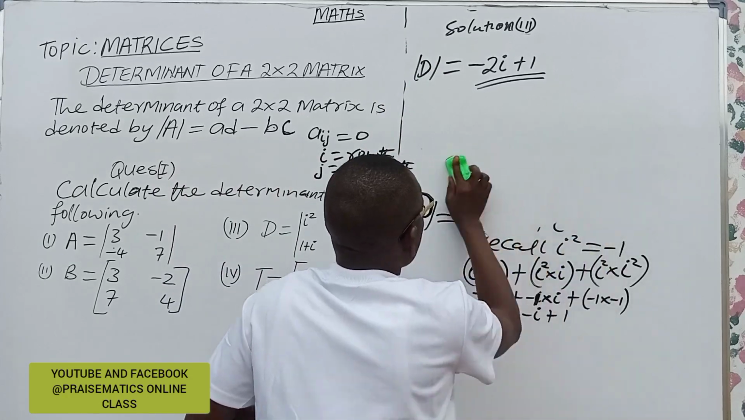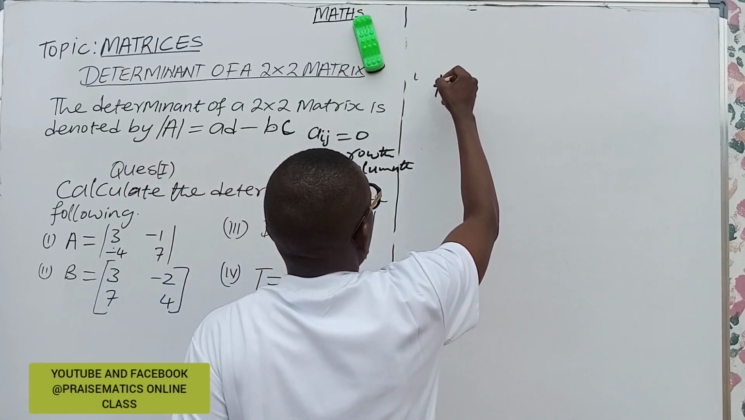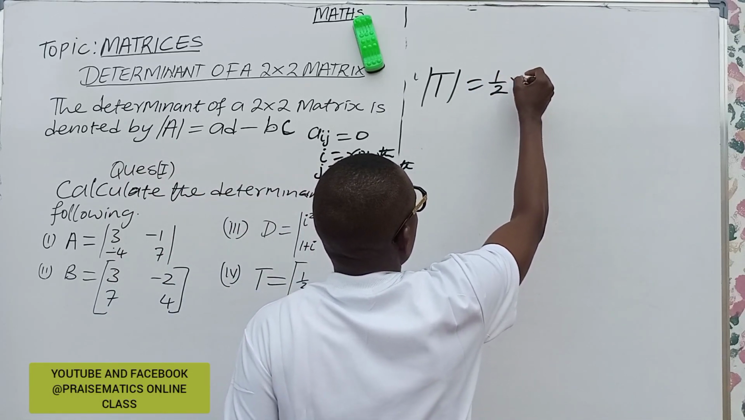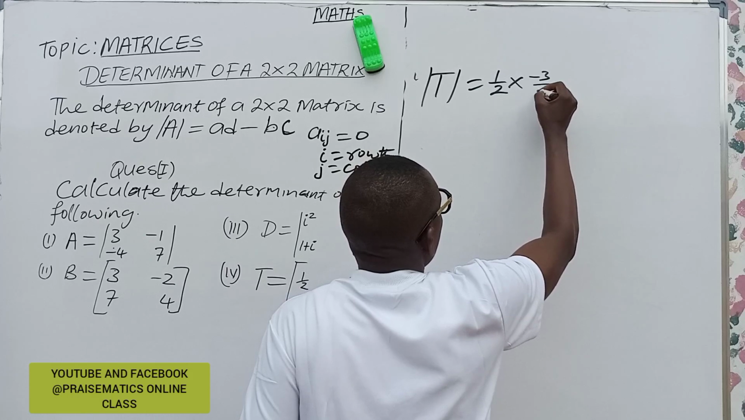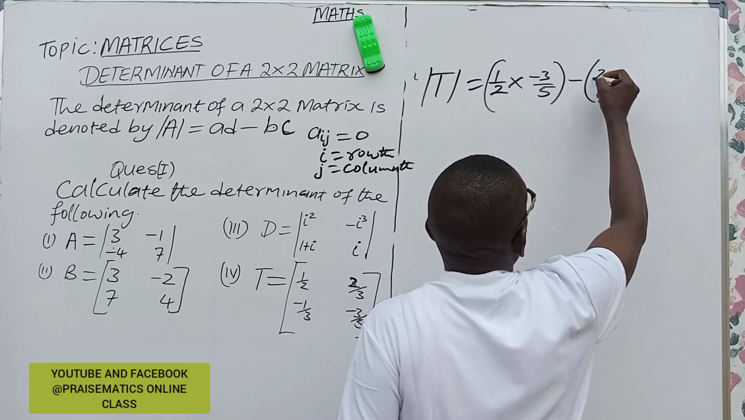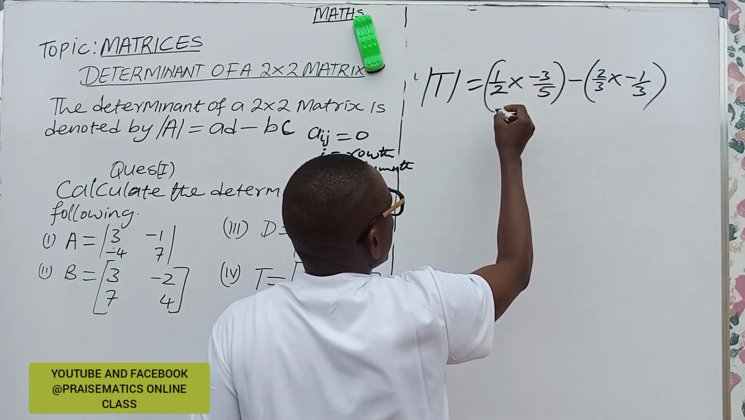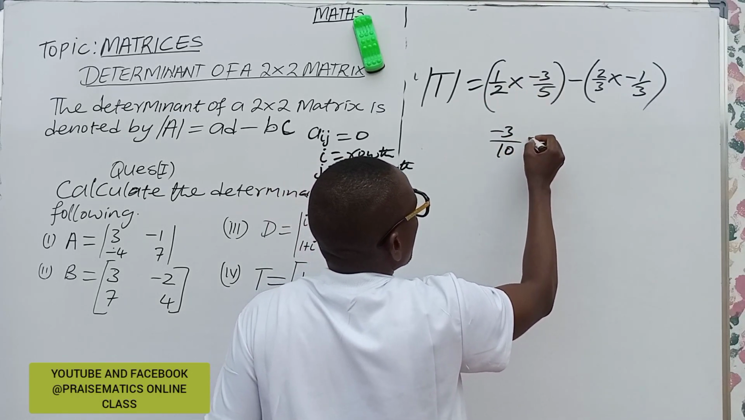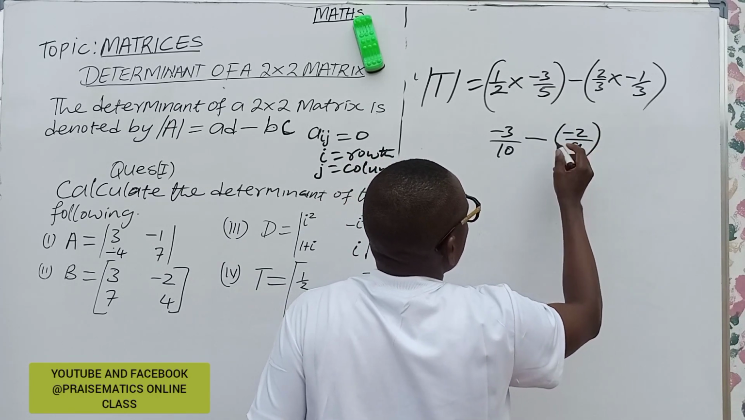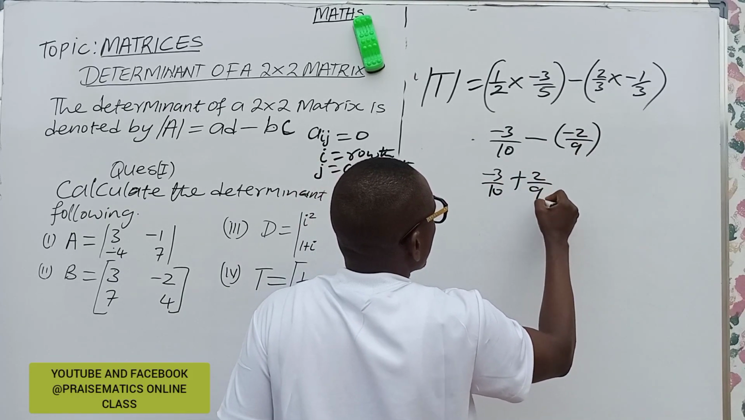Okay. Thank you. Now, finally, let's look at the T determinant, which is here. This time, this means 1 over 2 multiplied by minus 3 over 5, close it, minus 2 over 3 multiplied by minus 1 over 3. Close it. This times this will give us minus 3 over 10, minus into bracket minus 2 over 9. Close it. Minus minus will give us minus 3 over 10 plus 2 over 9.